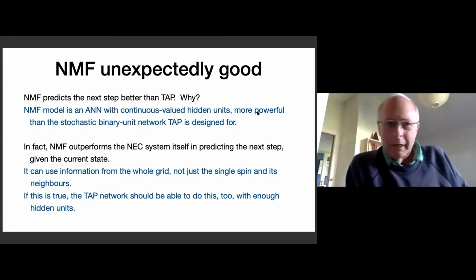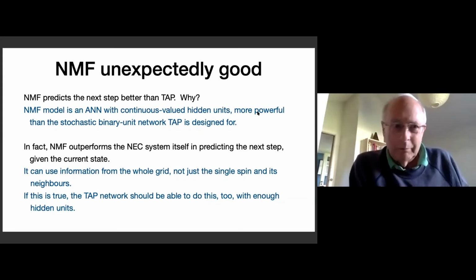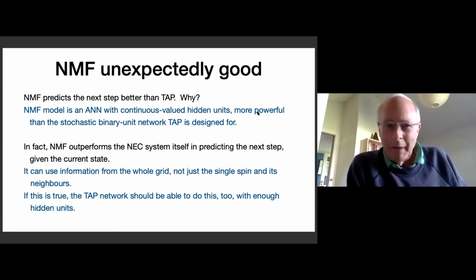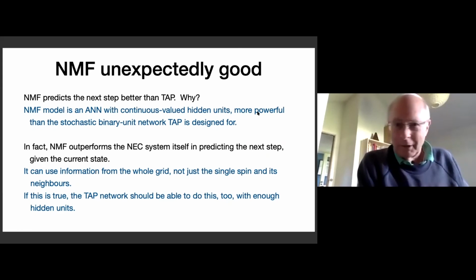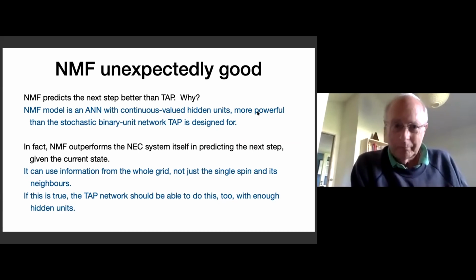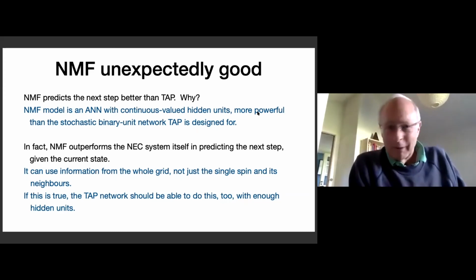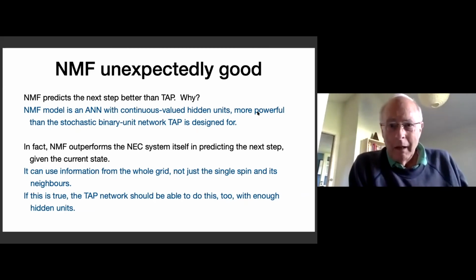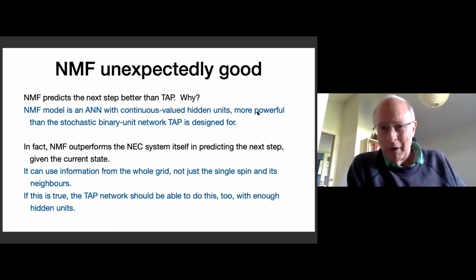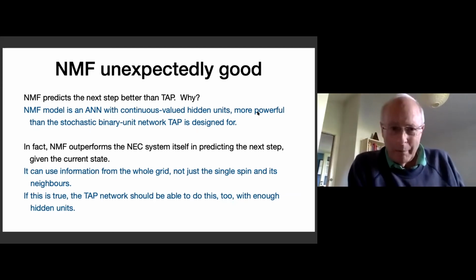Well, I cheated. When I tested the NMF, the naive mean field theory model, I used continuous valued hidden units. Whereas when I tested the TAP model, because it was supposed to be a theory of stochastic units, I used stochastic hidden units. So the continuous valued hidden units are more powerful for this size network anyway than a stochastic binary unit. In fact, you see it went up to a value above what you got from the NEC system predicting itself, which seemed kind of paradoxical.